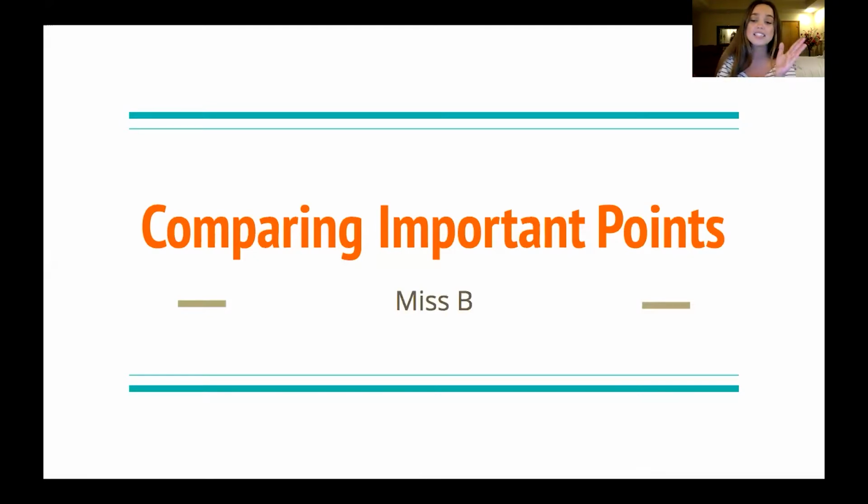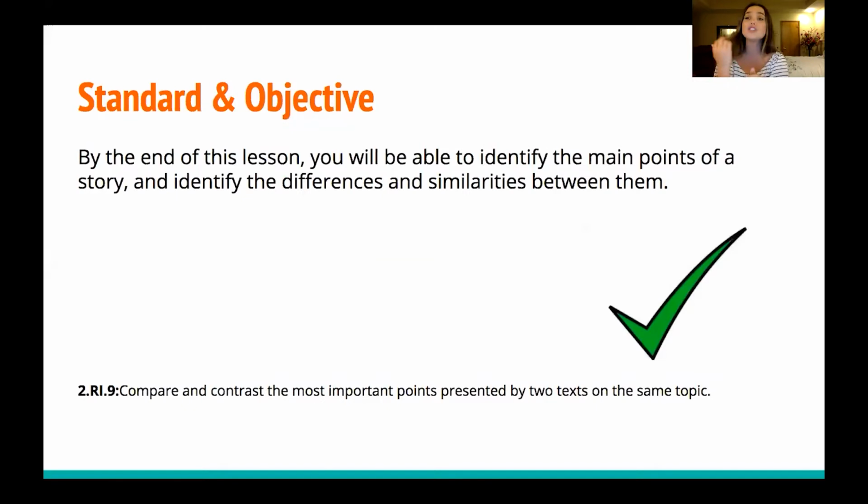So with that being said, I am going to go ahead and move on to our standard and objective. Our objective is by the end of this lesson, you will be able to identify the main points of a story and identify the differences and similarities between them. So all this means is you are able to identify what a story is about, what the author is trying to tell you, and kind of tell us what the differences and similarities are between those points.